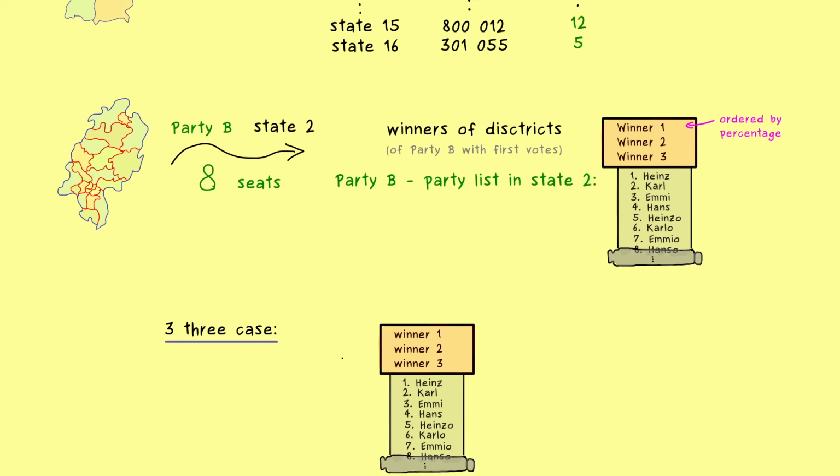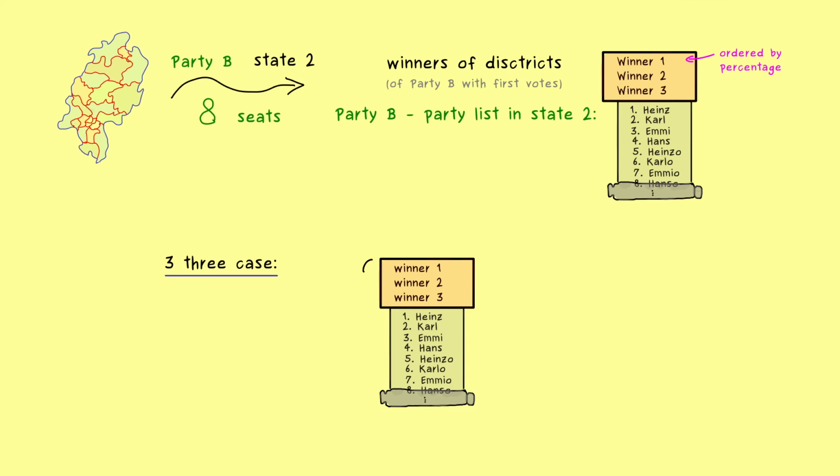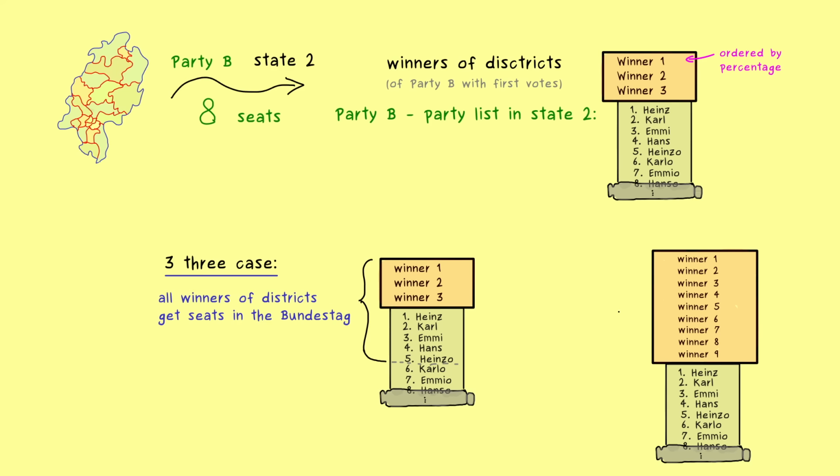Let's start with the best case, where all the winners of districts get seats in the Bundestag. And you see after the winners, also the first people on the party list in the state get some seats as well. So you have a higher chance of getting a seat in the Bundestag if you are at the top of the list, but you have an even higher chance if you win your district. Moreover, in this case, it does not matter at all how high your percentage is in winning your district. However, this changes if too many people of your party win a district, because then this percentage matters.